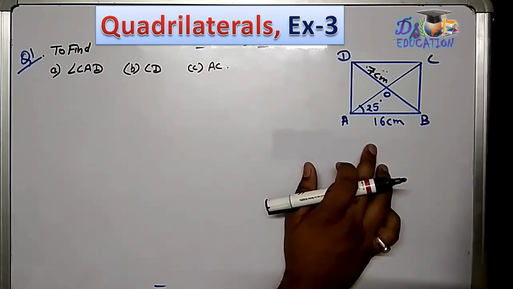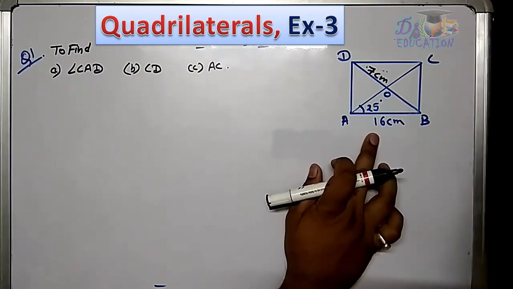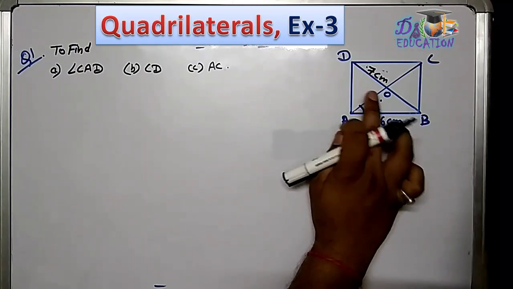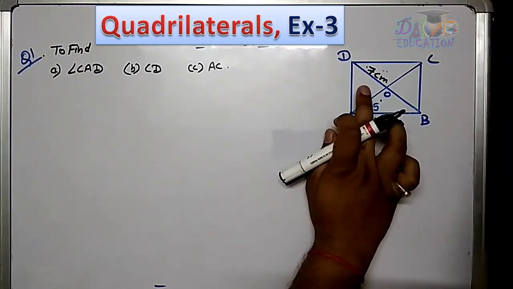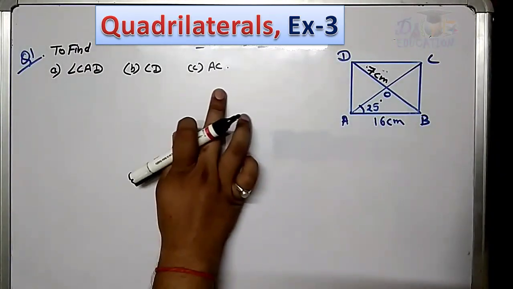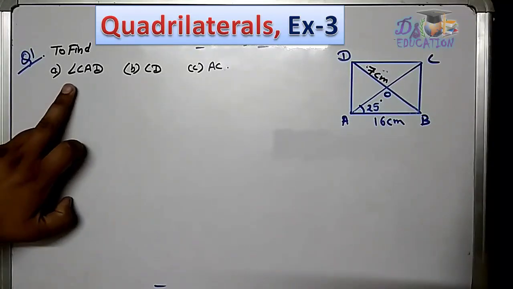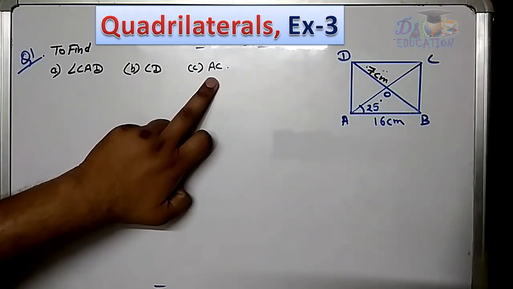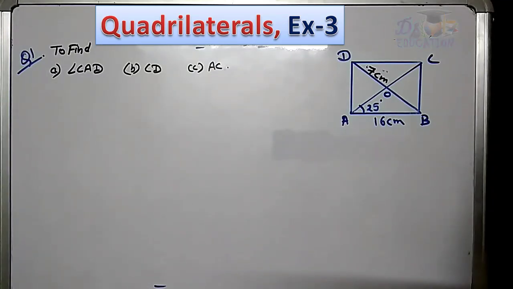A rectangle ABCD is given, whose one of the sides is 16 centimeter, angle OAB is 25 degree, and DO is given 7 centimeter. And we have to calculate three things: angle CAD, side CD, and side AC. So let us start now.